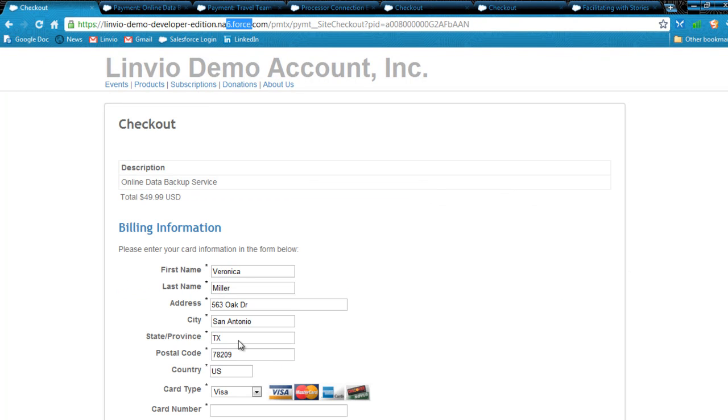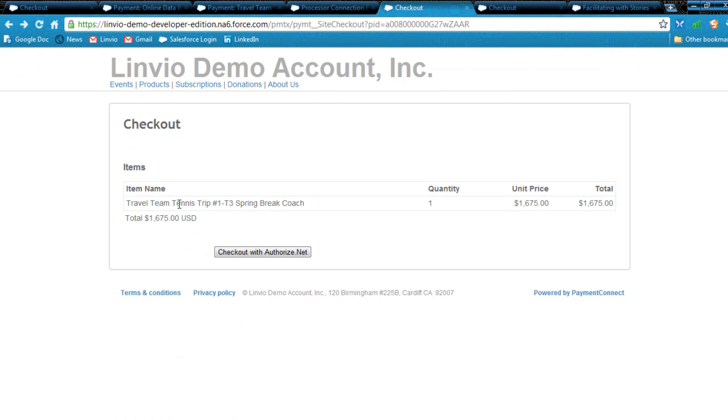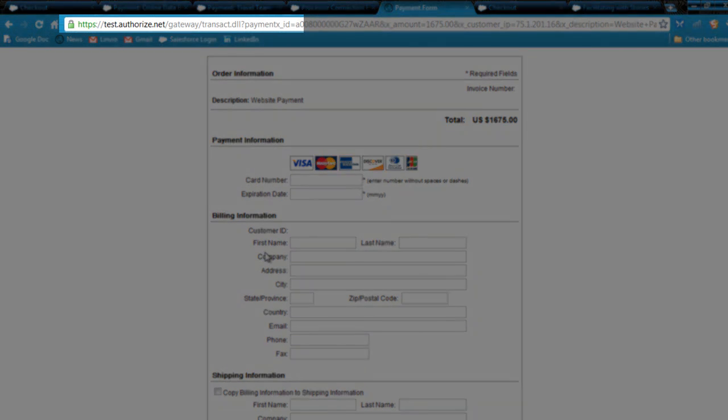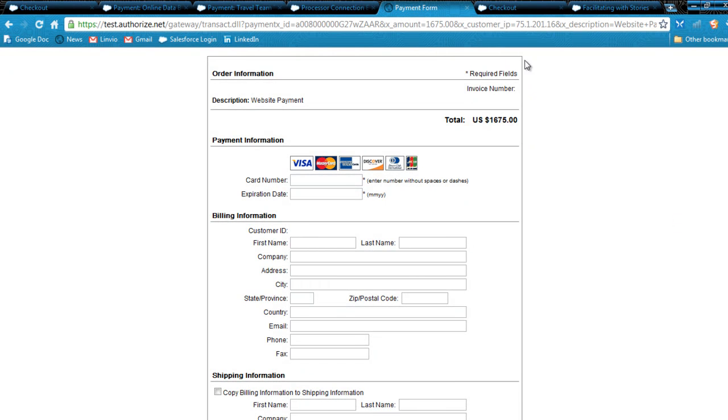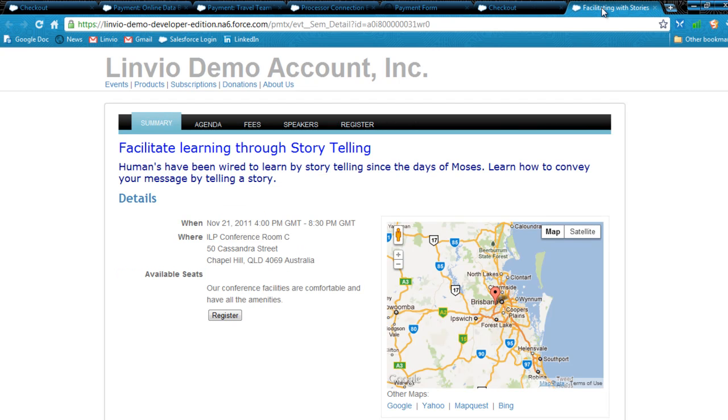Instead of having the credit card credentials, the form simply states that you're paying for a tennis trip, $1,675, checkout with Authorize.net. We redirect off the Salesforce platform onto the Authorize.net platform. And of course, I can redirect not only to Authorize.net, but I can redirect to PayPal, Google Checkout, RBS WorldPay, as well as eWay.